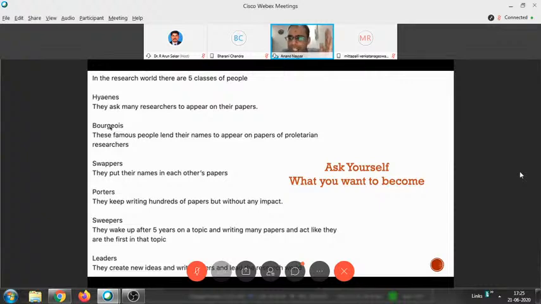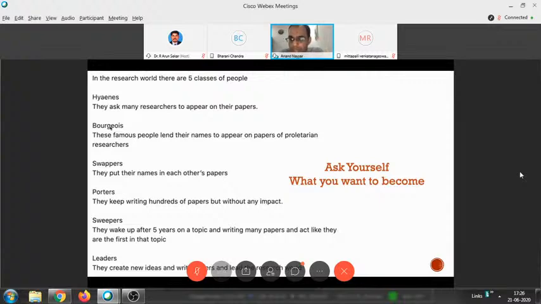So what are the leaders? These are the leaders, they create new ideas and write papers and lead the research world. So these are the terms, everybody, these are the only terms in the research world. Now ask yourself, this is a question to all of you, which person do you belong to? The question is hard.